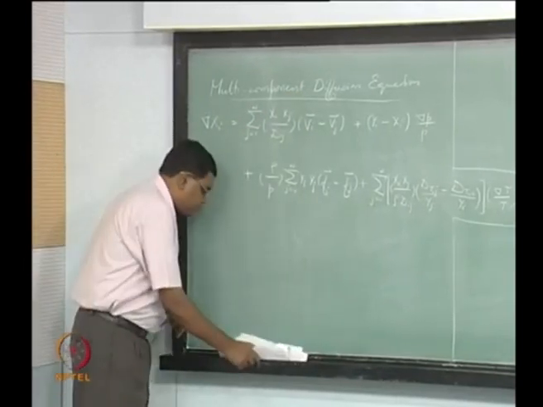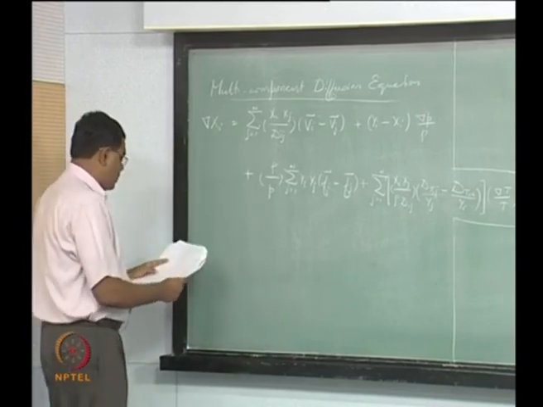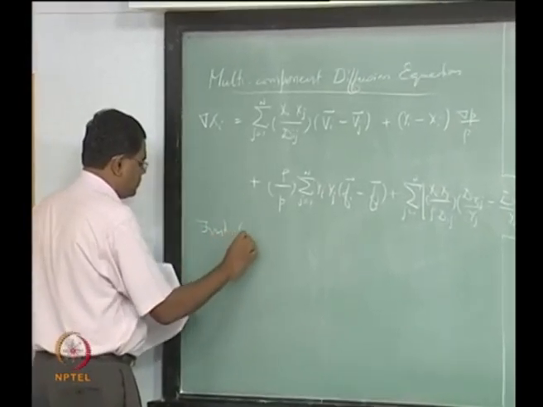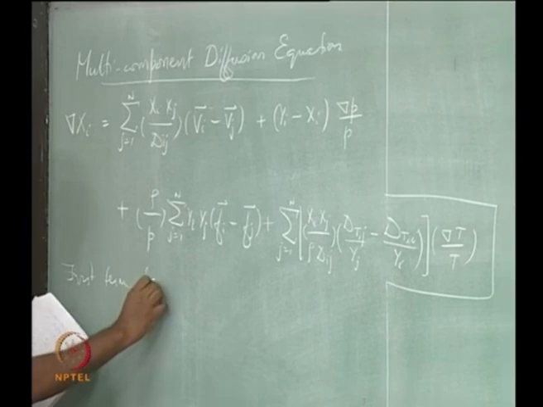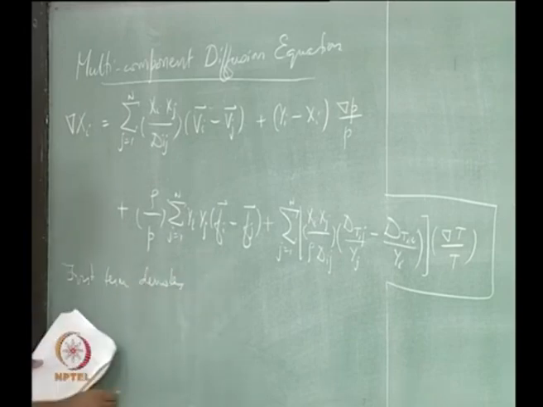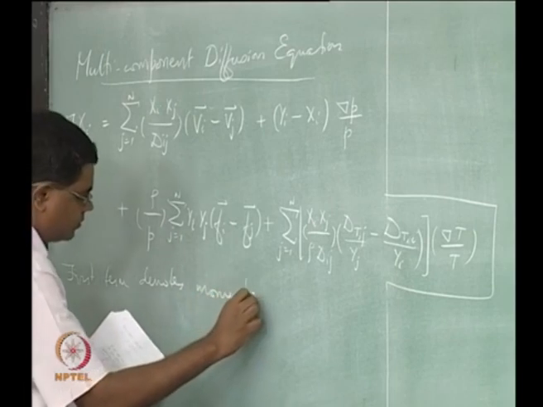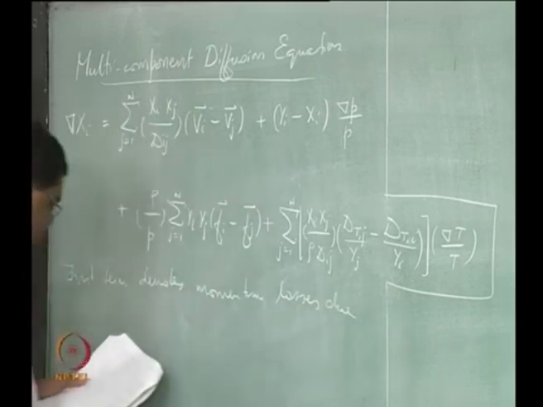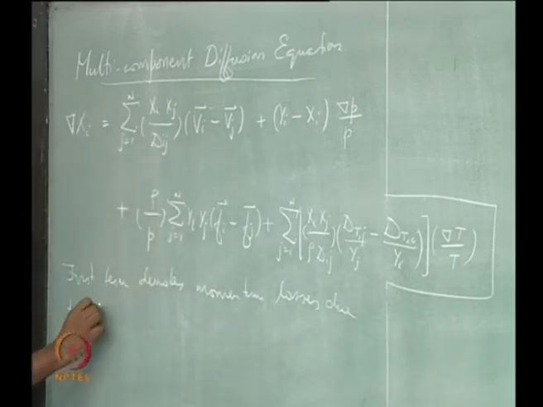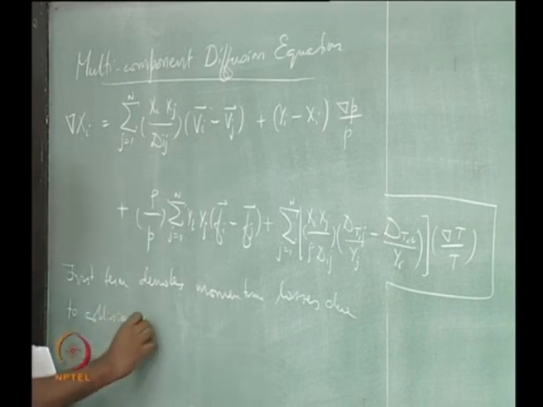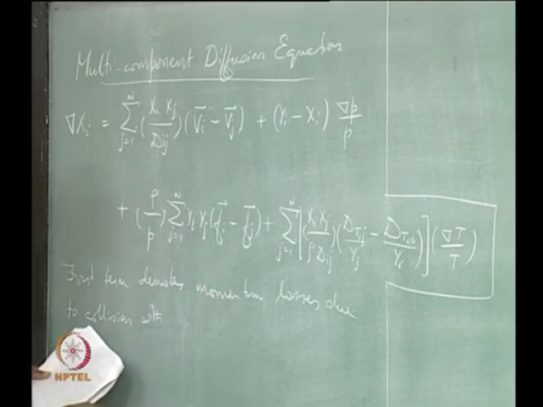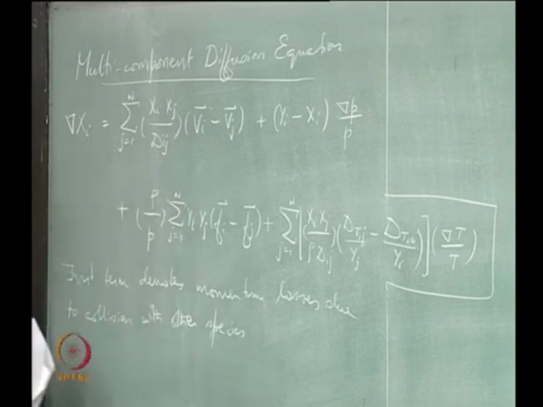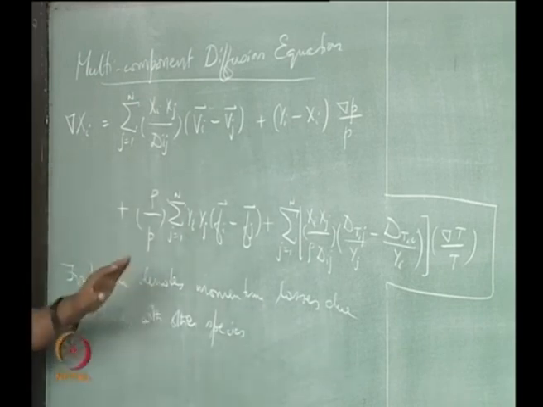So what's going on? The first term denotes momentum losses due to collision with other species. This is the mechanism that is actually in play in Fick's law as well.